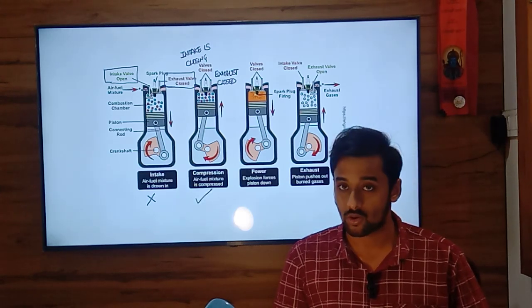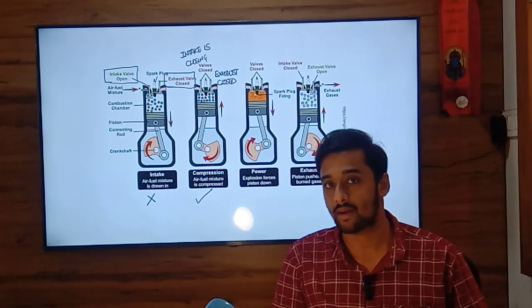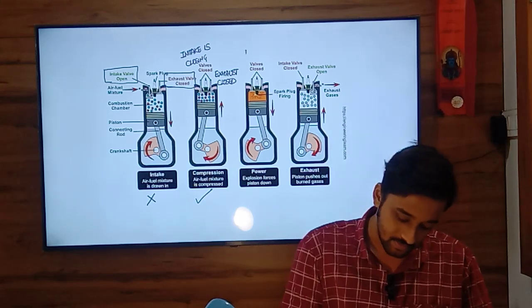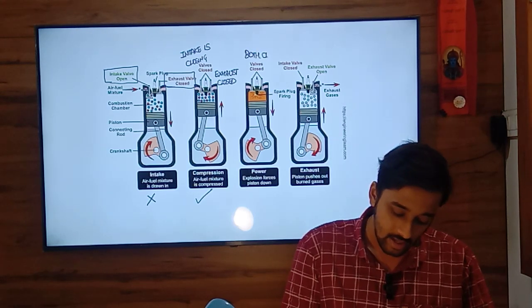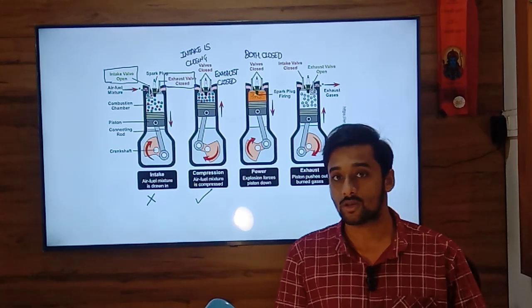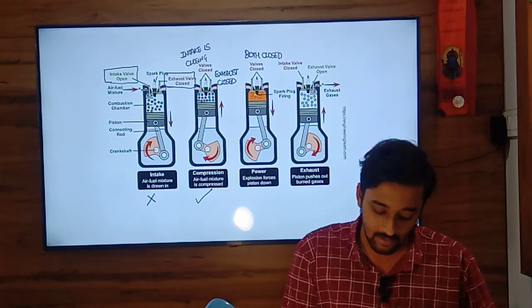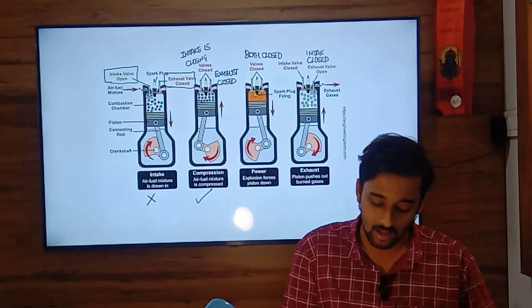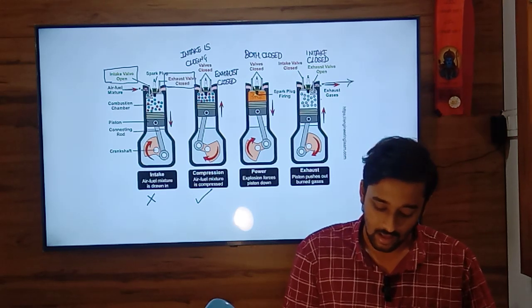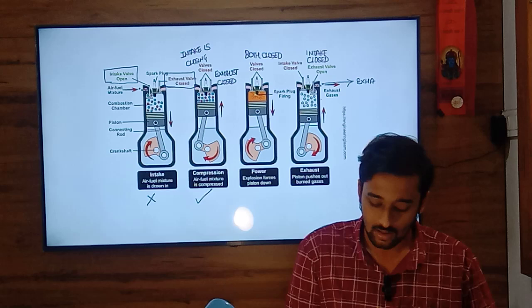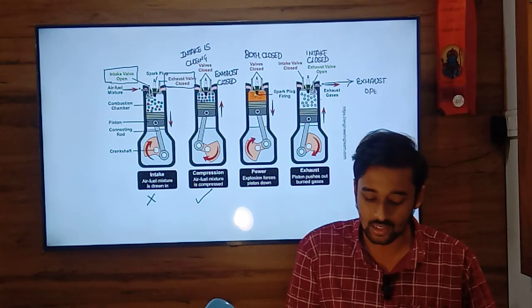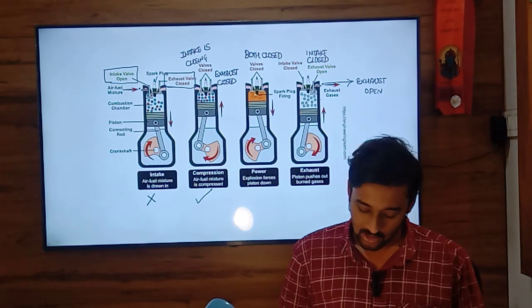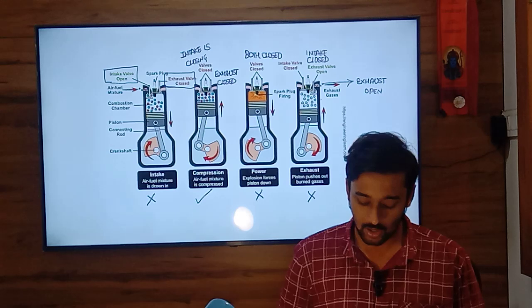Let's check power stroke. Now in power stroke, both valves will remain closed. Intake and exhaust valves will remain closed. In exhaust stroke, the last stroke, your intake valve will remain closed and your exhaust valve will open, so that all exhaust gases of the fuel air mixture will go outside into the atmosphere. So this cannot be the case. This also cannot be the case.